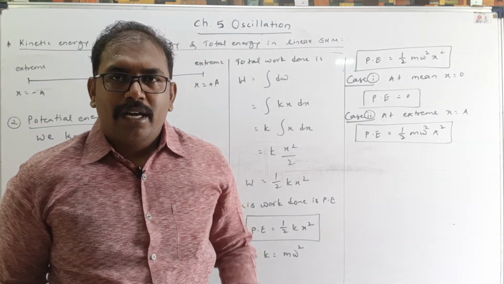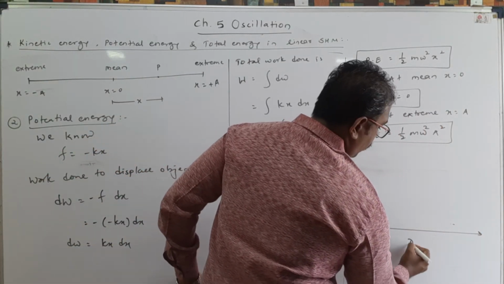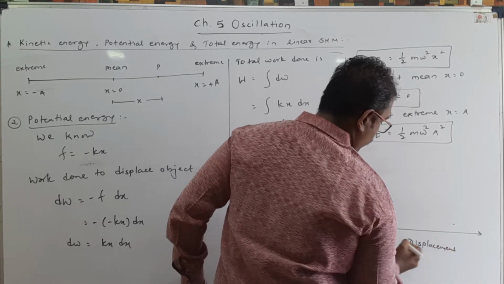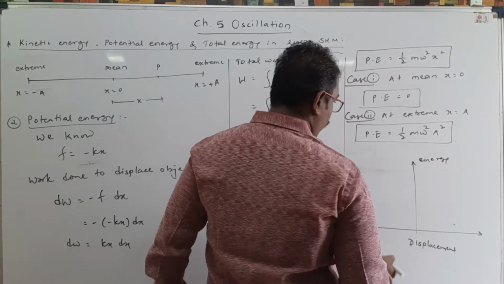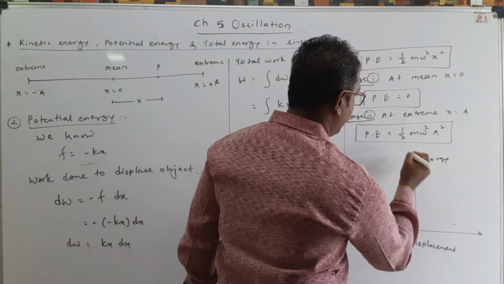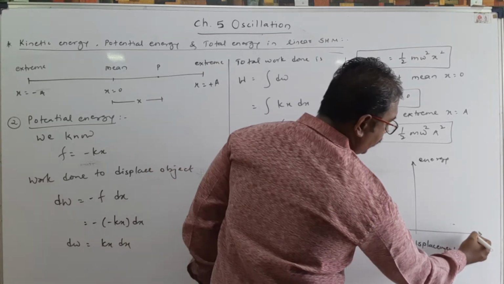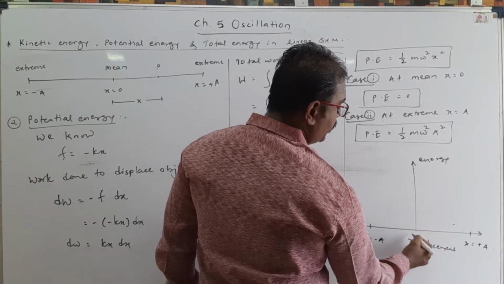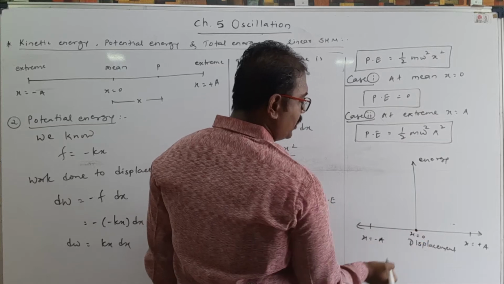Now we can draw a graph also. In the previous article also we drew a graph of displacement versus energy. On the energy axis, maximum potential energy is 1 by 2 m omega square a square, and it is at extreme. So this is extreme, x is equal to minus a, and this is also extreme, x is equal to plus a. And this is the displacement, here 0, because this is the mean position. So at mean it is 0, so potential energy is coming 0.